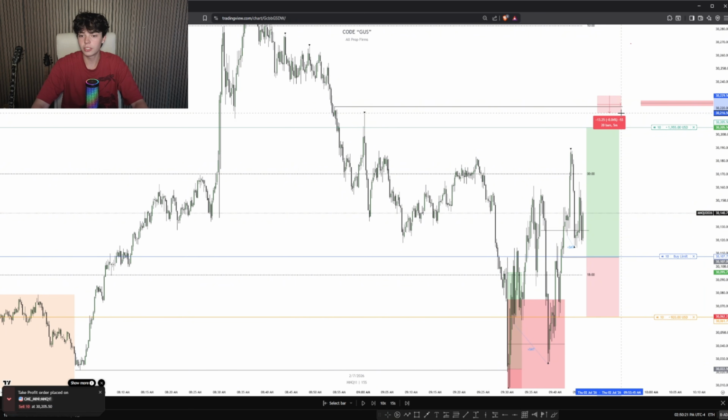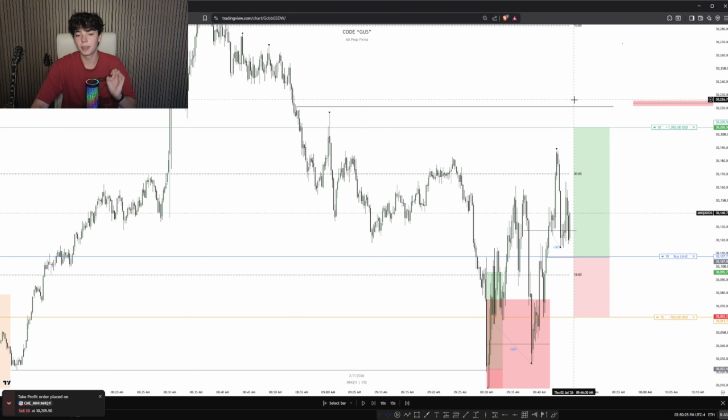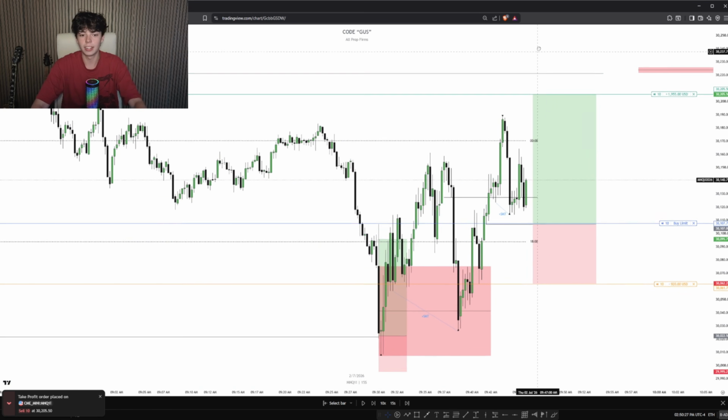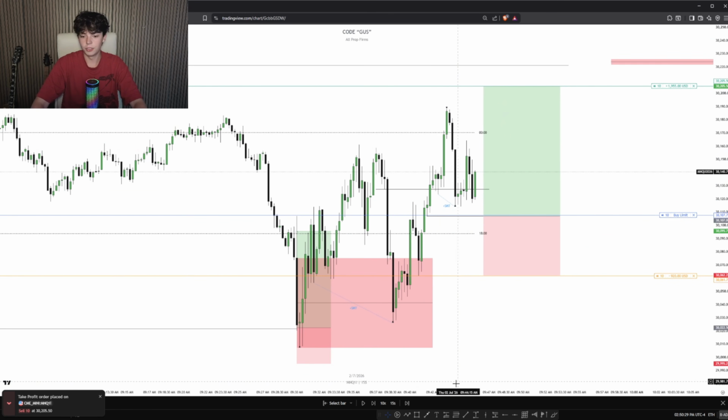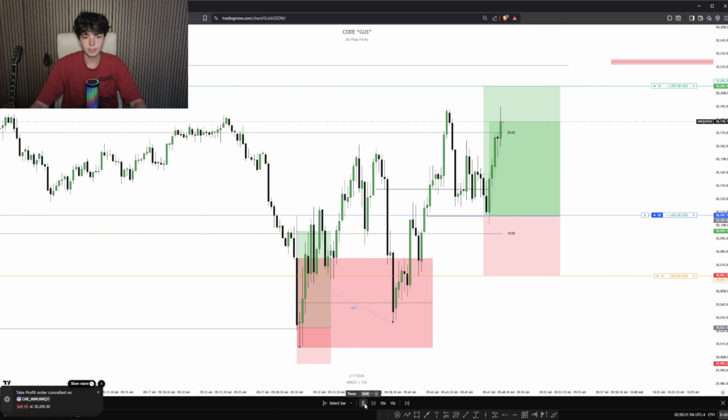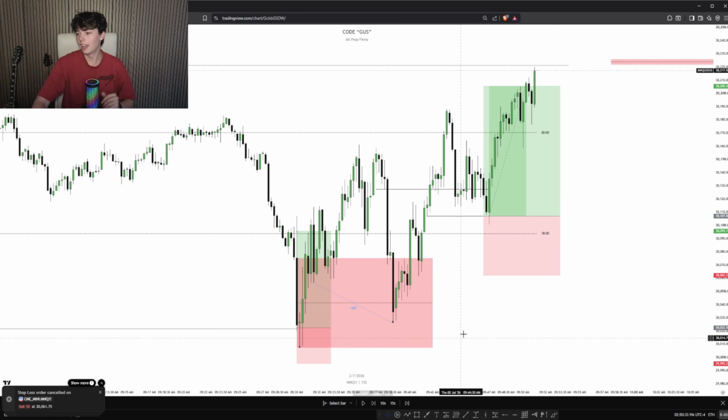I was originally targeting this level right here at the high, but I ended up not doing it because I needed consistency rule. I had to keep it even. So, as you can see right here, bang. Okay, that was the trade I took.